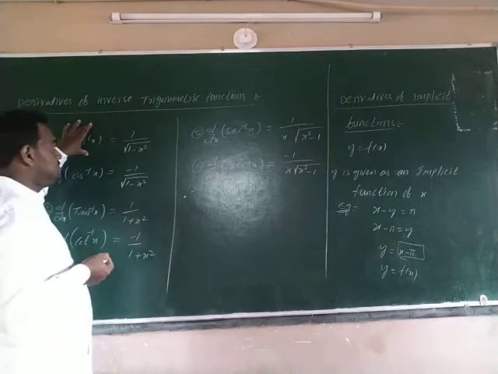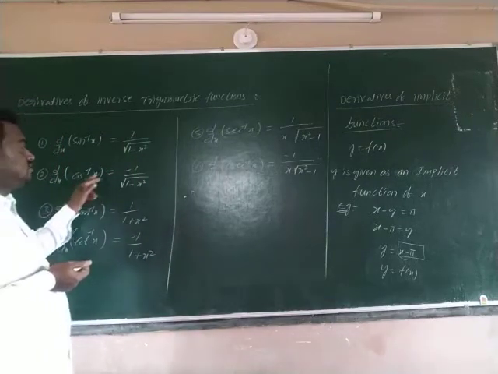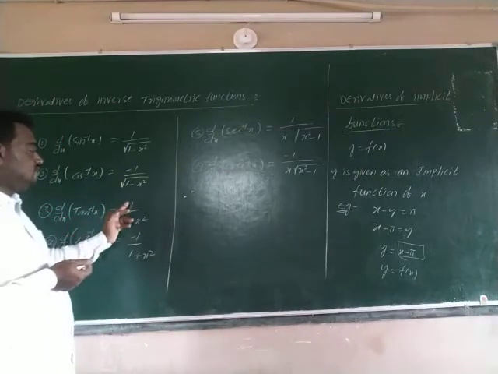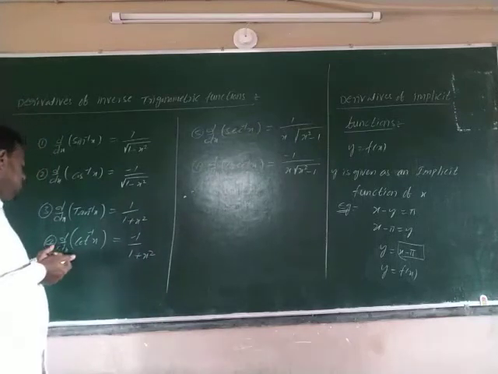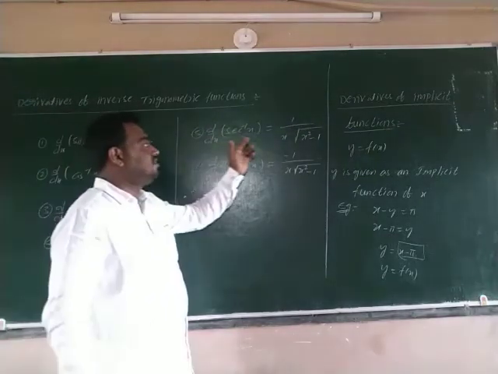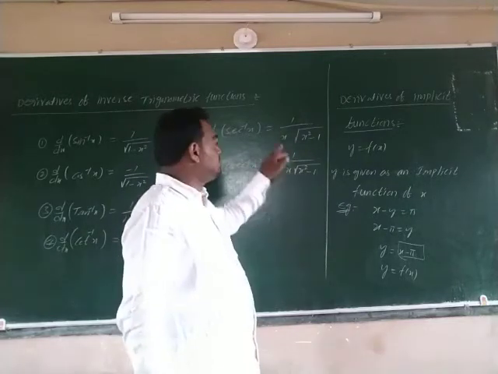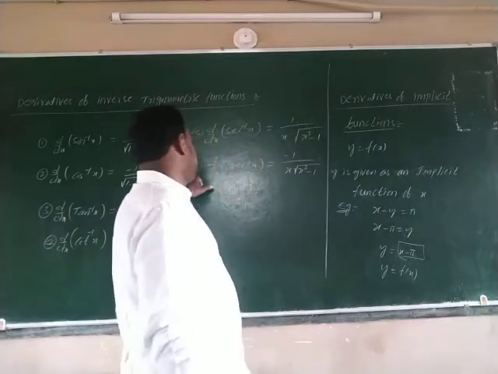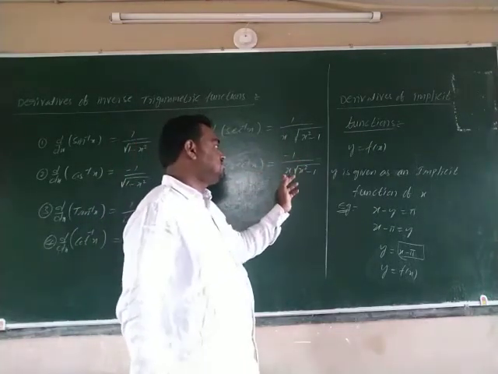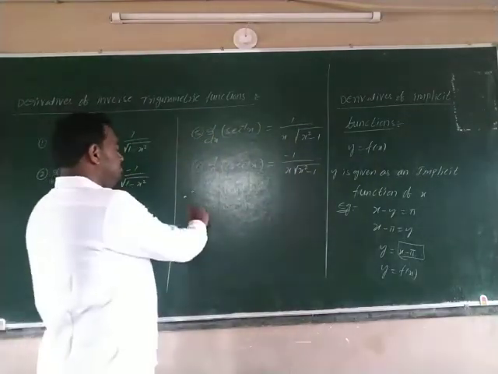Derivative of sin inverse of x is 1 by under root of 1 minus x square. Derivative of cos inverse of x is minus 1 by under root of 1 minus x square. Derivative of tan inverse of x is 1 by 1 plus x square. Derivative of cot inverse of x is minus 1 by 1 plus x square. Derivative of secant inverse of x is 1 by x into square root of x square minus 1. Generally we write mod x also. So derivative of cosecant inverse of x is equal to minus 1 by x into square root of x square minus 1. Just remember these formulas.